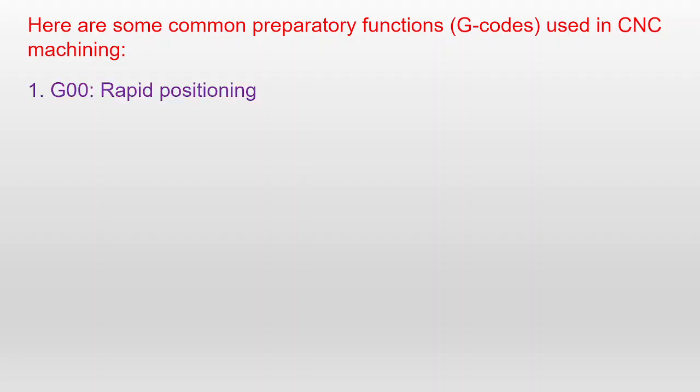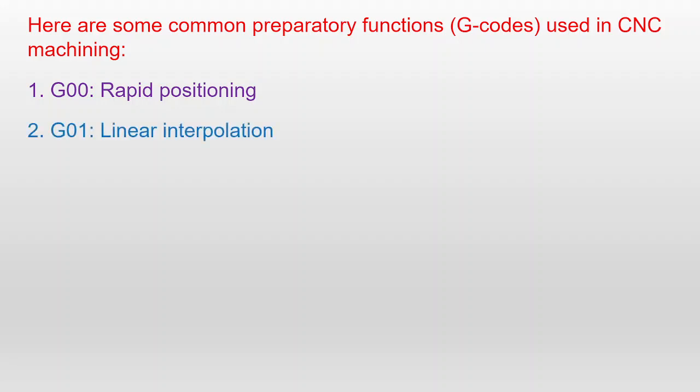First, G00, that is rapid positioning. This code instructs the machine to move at its maximum speed to a specific position. It is typically used for non-cutting movements when the machine needs to quickly traverse from one point to another.